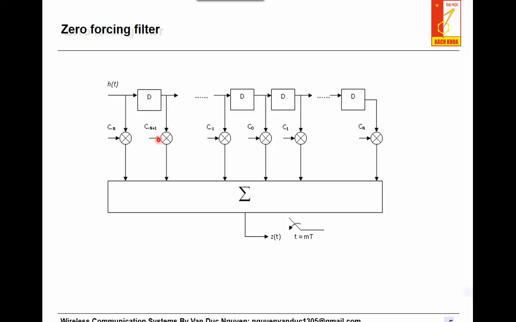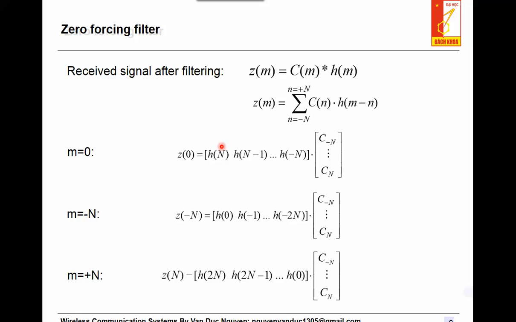So that's one tap of one filter. So you have a 2N plus 1 tap filter. And now we discuss how we can calculate the filter coefficients to obtain the ideal filter for the channel equalization.